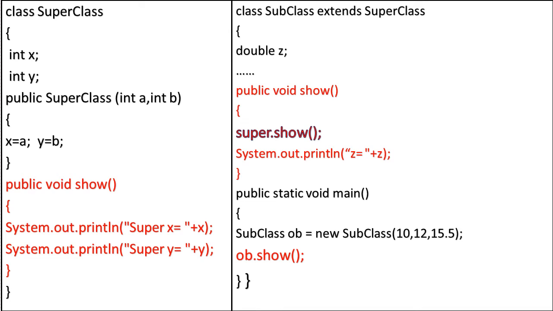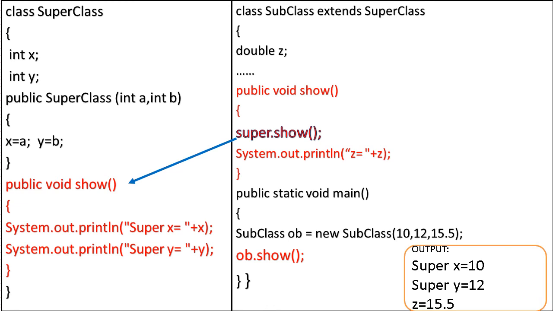So when we try to execute this function, the output will be, you can see, super.show will invoke the base class function show, and accordingly we will display super x equals 10, super y equals 12, and then z equals 15.5. So you will get the output super x equals 10, super y equals 12, and z equals 15.5.